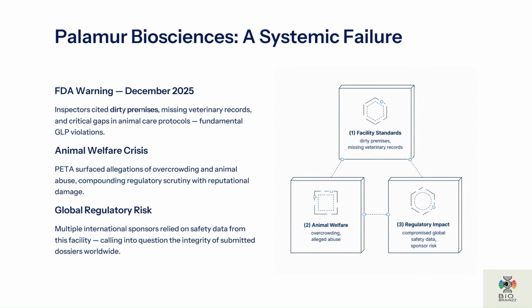Another important example: FDA inspectors identified several problems during inspection. Some of the observations include dirty laboratory premises, missing veterinary records, and poor animal care practices. In addition, animal welfare concerns were reported. Because many international companies depended on data generated from this facility, questions were raised about the reliability of their studies.